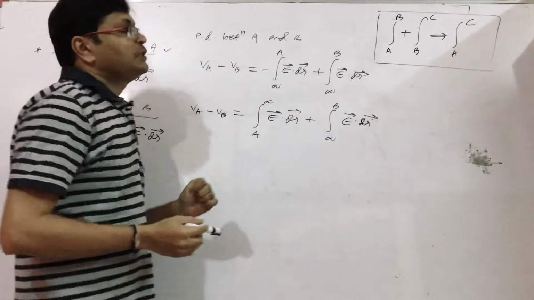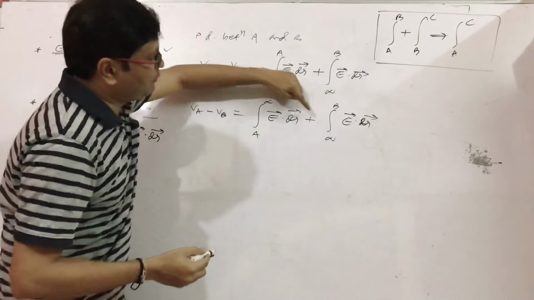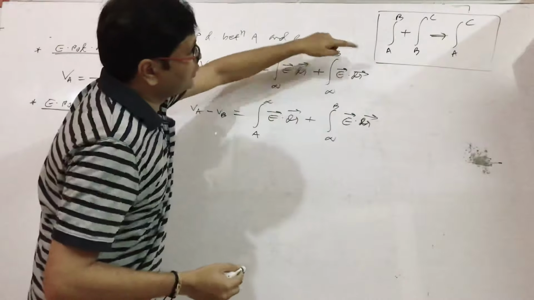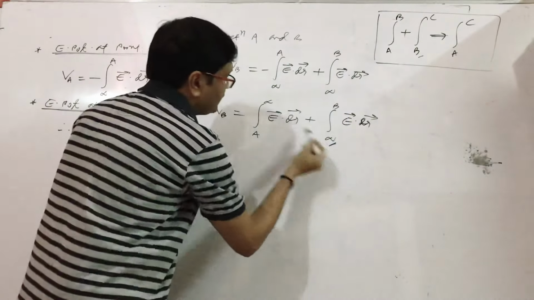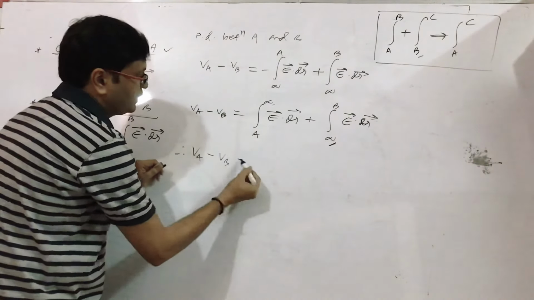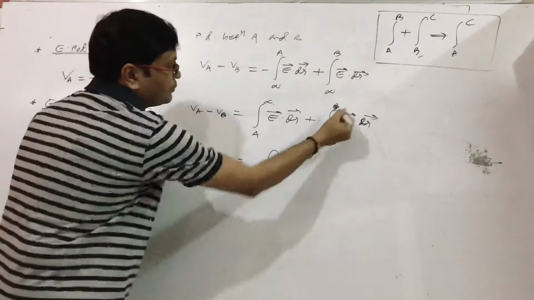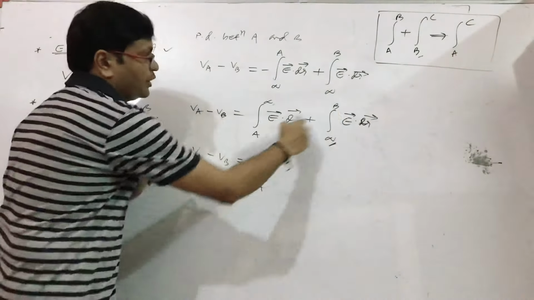A group students will learn this in mathematics in the future. So A to B here is A to infinity, plus B to C here is infinity to B. You can see that B is common, and infinity is common. So what is the final answer? VA minus VB is equal to A to B directly, like A to C, that's the result.